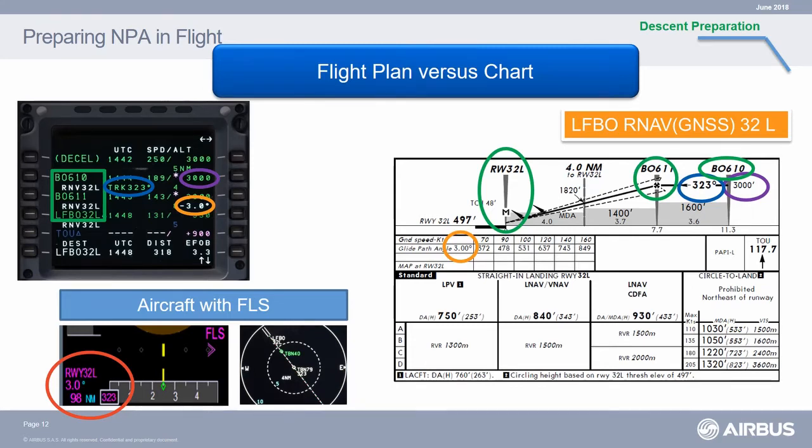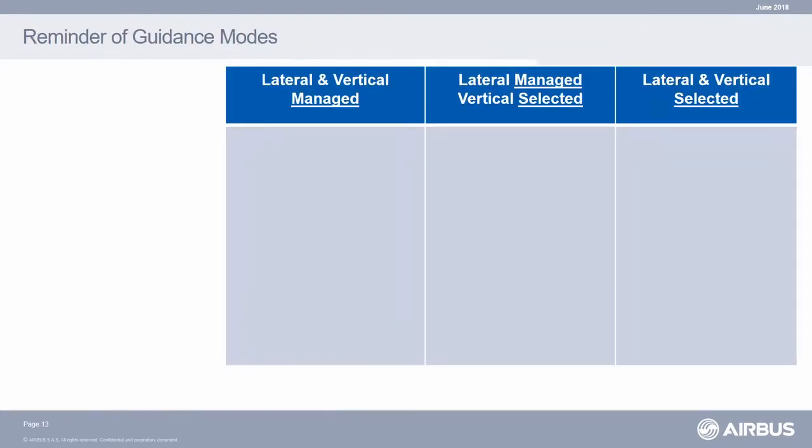As we have said before, we have 3 types of minima: LPV, LNAV VNAV, and LNAV minima. LPV minima can be used only if the aircraft is fitted with the satellite landing system function, so SLS system, and at this time only the A350 may be fitted with this option. So we have to choose the guidance mode to fly this approach depending on the minima. Before doing so, let me remind you the guidance modes that you can find in the aircraft.